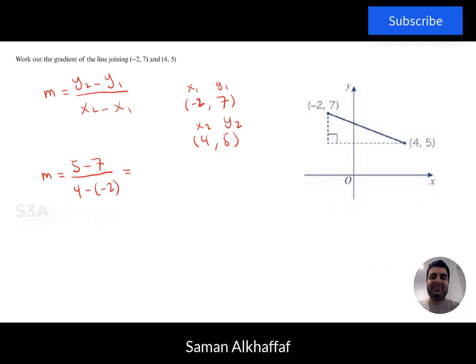So 5 take away 7 would give us -2. And we have 4 minus -2, so that would be +2, which gives us 6. So our gradient will be -1/3, and this will be our answer.